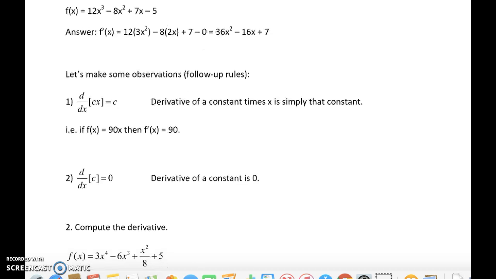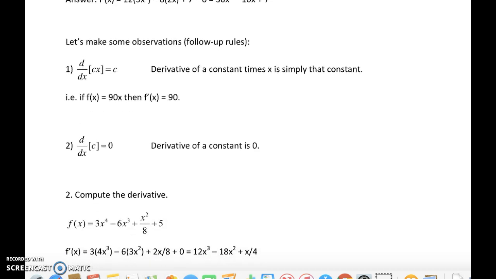Right, and let's look at one more here. So if we want to compute the derivative of 3x to the fourth minus 6x cubed plus x squared divided by 8 plus 5, we're going to use both our power rule and our constant rule in many cases here. So for the first term, 3x to the fourth, I'm going to keep my 3, that's my constant, and I'm going to take the derivative of my x function by the power rule, which is going to be 4 times x to the third, because remember 4 is subtracted by 1.